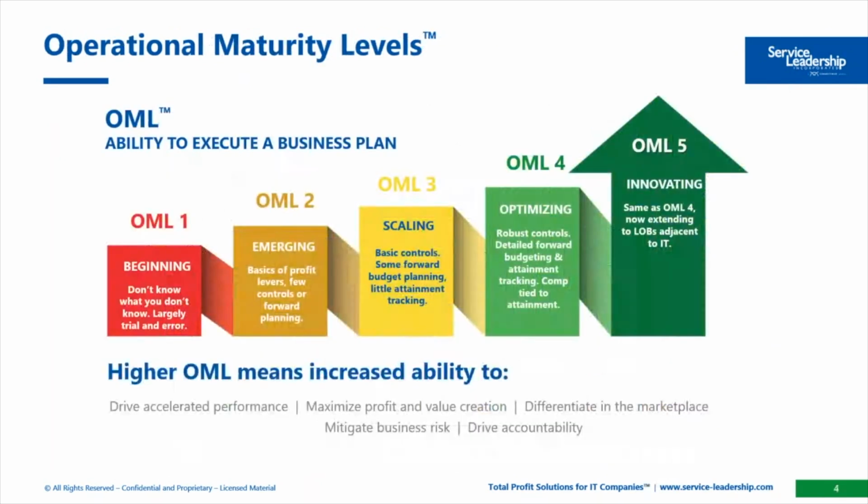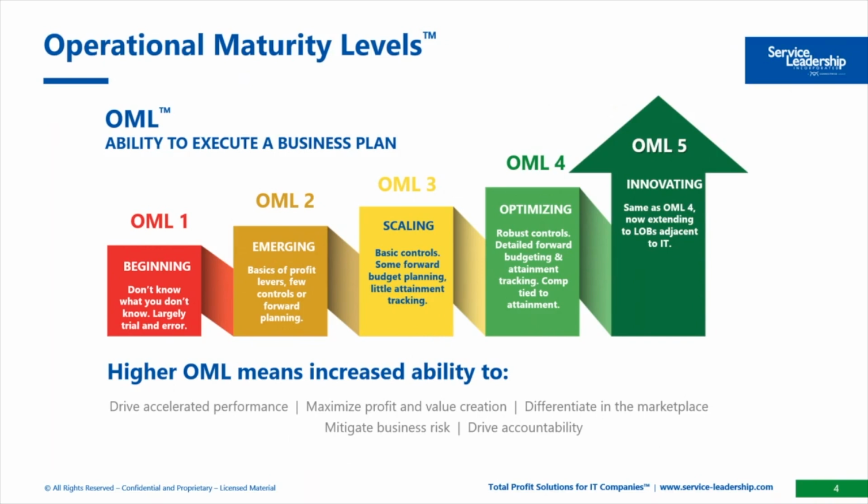Here you see the 5 levels of operational maturity that we identified: OML 1, 2, 3, 4, and 5, beginning, emerging, scaling, optimizing, and innovating. You can press pause here and read about the characteristics of each one, but the basic message here is that in an objective way, you can determine your current operational maturity level, improve it, and when you do, you'll perform more like those high operational maturity level solution providers do.